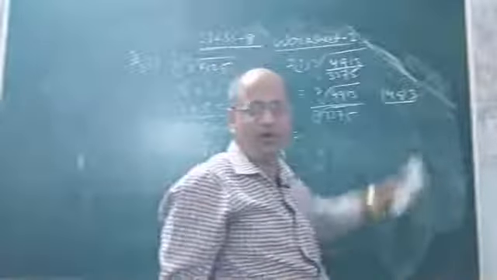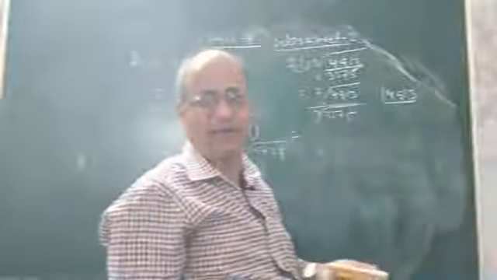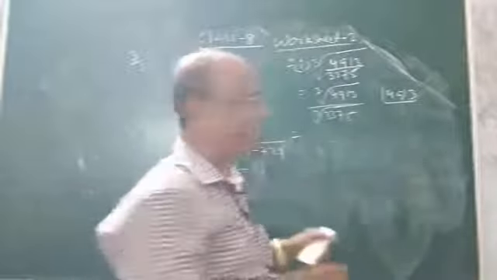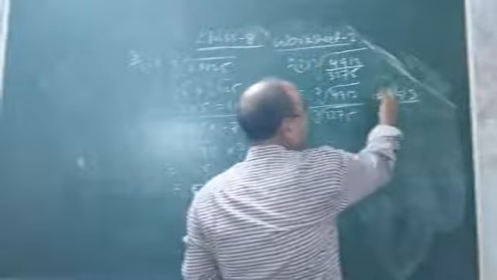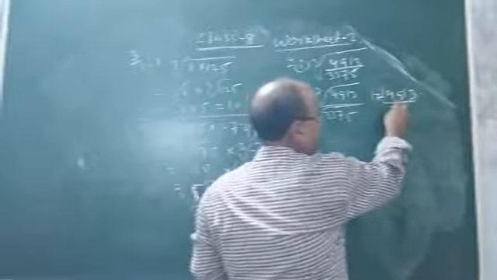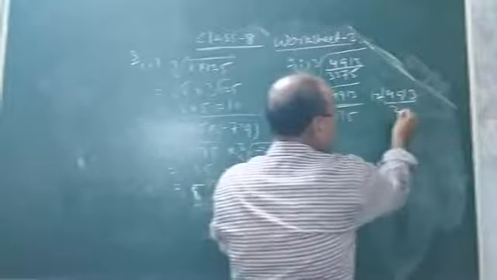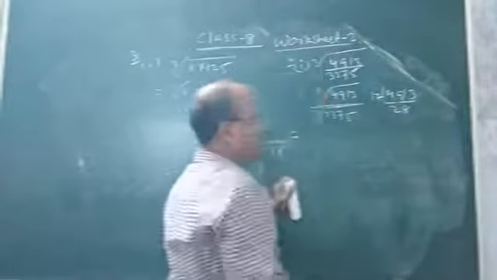This number, do you know which prime number it will be divisible by? It will be divisible only by 17, by no other number. So let us divide it by 17. 17 times 2 is 34, 15 left, 151, 17 times 8 is 136.